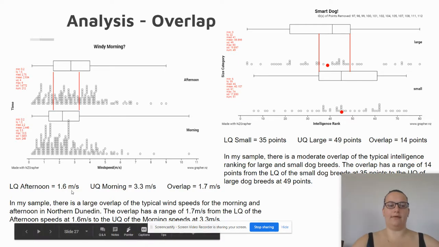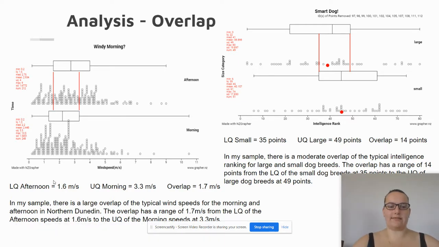Our overlap goes from 1.6 meters per second, the lower quartile of the afternoon, to 3.3 meters per second, the upper quartile of the morning. The overlap is 1.7 meters per second. And then we turn this into a sentence. In my sample, always start with "in my sample" because you're going to discuss what would happen outside of your sample later on as well.